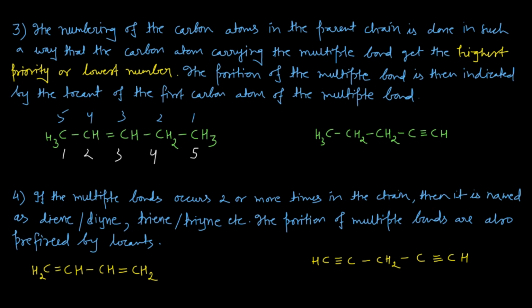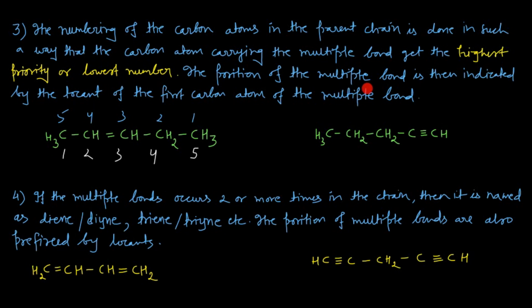But the IUPAC rule says that we have to number the carbon atom chain from that end which gives the lowest possible number to the double bond, right? Say for example, the numbering of the carbon atoms in the parent chain, or your principal chain, is done in such a way that the carbon atom carrying the multiple bond gets the highest priority, or the lowest number. Highest priority or the lowest number, they are the same thing.